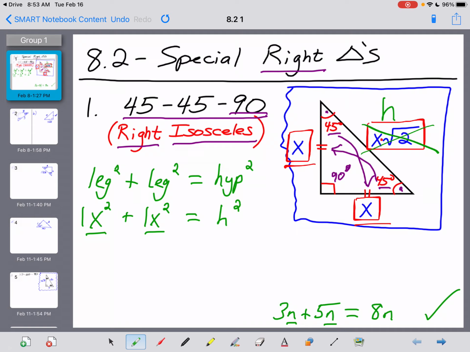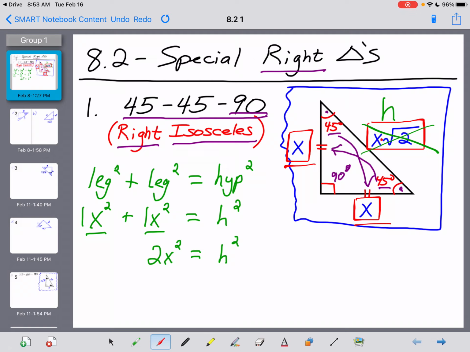3n plus 5n is equal to 8n. Well, if we do the exact same things, everybody, up here, we have two like terms, so we add their coefficients. 1 plus 1 makes a 2, and then their common factor of x squared stays exactly the same, and that left side just becomes 2x squared. Now, what we're really trying to do here, guys, is figure out how long the hypotenuse is represented in terms of x. So we really want to solve this equation now for h.